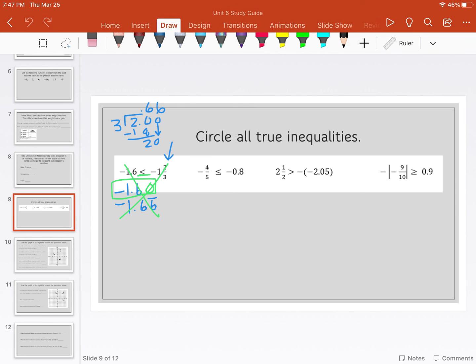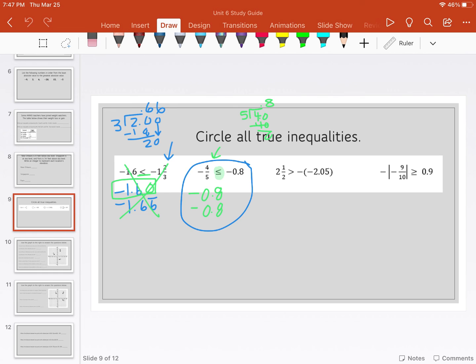Now let's look at the next one. We've got negative 4/5 and then negative 0.8. So we need to divide here to figure out what this is as a decimal. So we need to see how many times 5 goes into 4. And 5 can't go into 4, but it can go into 40 8 times. 8 times 5 is 40, and we're done. So this is negative 0.8, and we're comparing that to negative 0.8. Now, if we look at the inequality symbol that they gave us, that is the less than or equal to sign, and since it is equal to, that means that this inequality is true, so we're going to circle it.